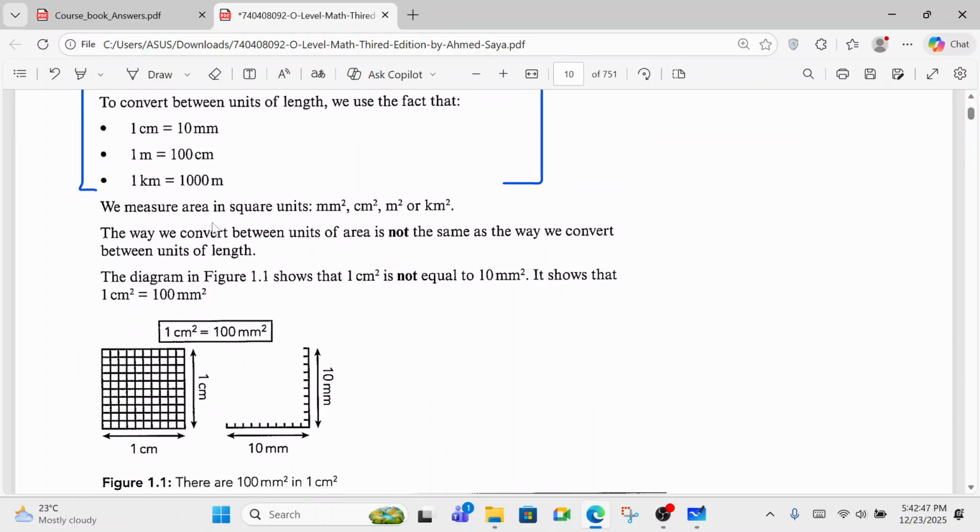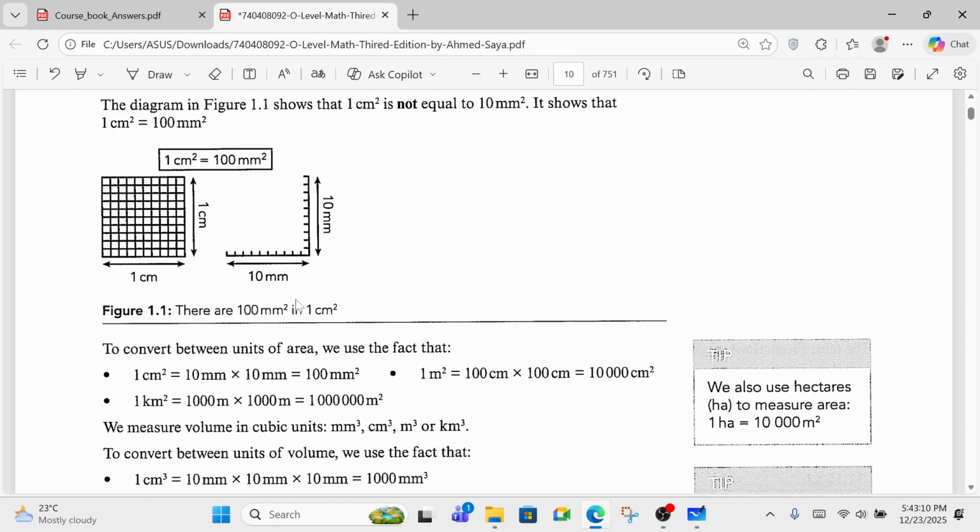We measure area in square units such as millimeter square, centimeter square, meter square, kilometer square. The way we convert between units of area is not the same way as we convert between units of length. The diagram of figure 1.1 shows that 1 centimeter is not equal to 10 millimeter square. It shows that 1 centimeter square is equal to 100 millimeter square. In figure 1.1, there are 100 millimeter square in 1 centimeter square.